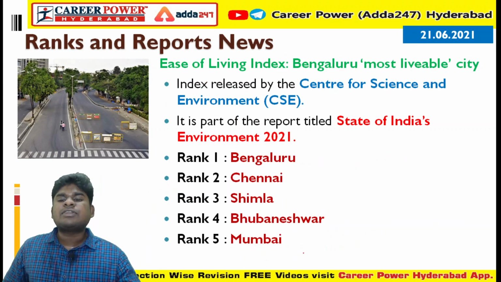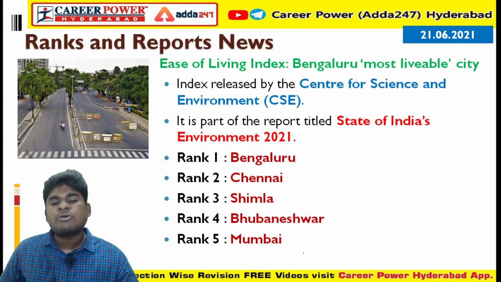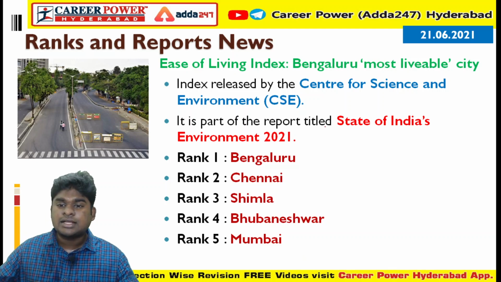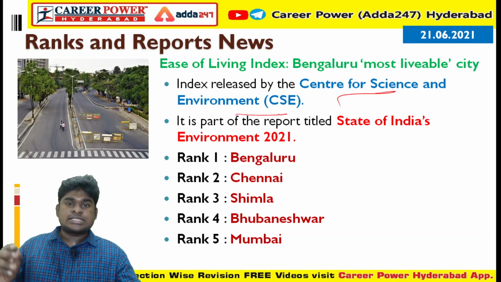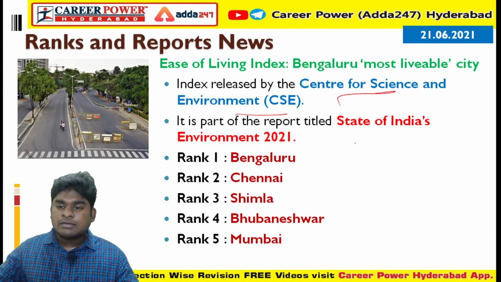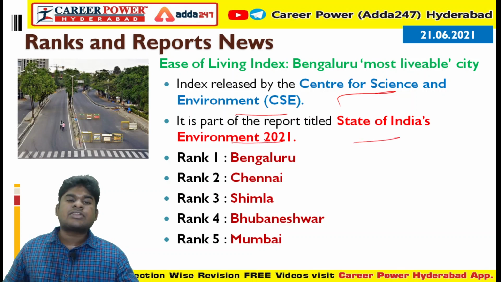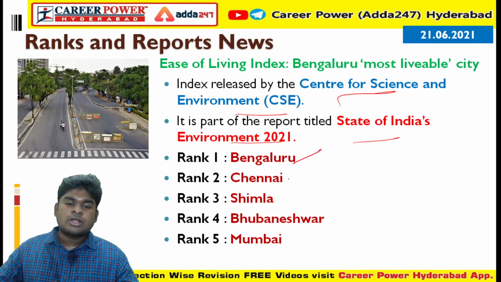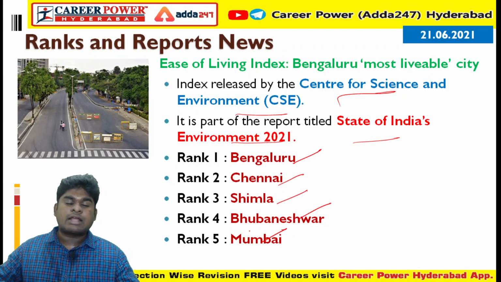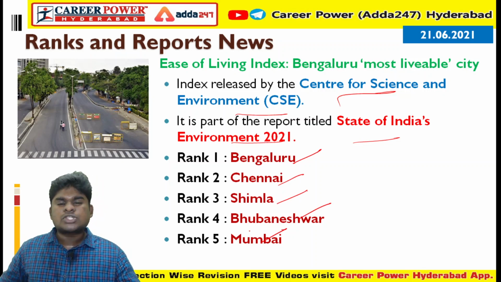So next is the Ease of Living Index. Bangalore is the most livable city according to the Ease of Living Index, which was released by the Centre for Science and Environment. CSE releases this index every year, as a part of the State of India's Environment 2021. According to this report, rank 1 Bangalore, rank 2 Chennai, rank 3 Shimla, rank 4 Bhubaneswar, rank 5 Mumbai. So according to this report, Bangalore stood first.